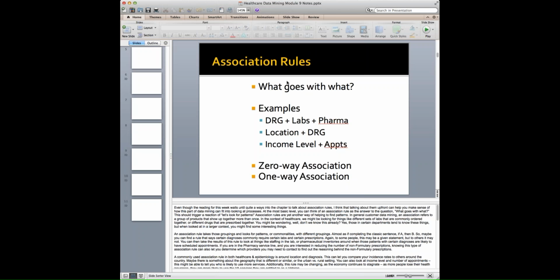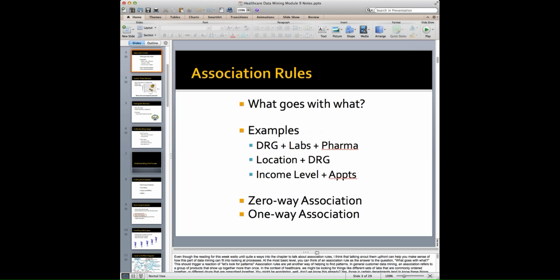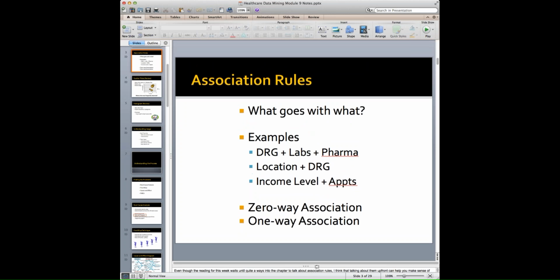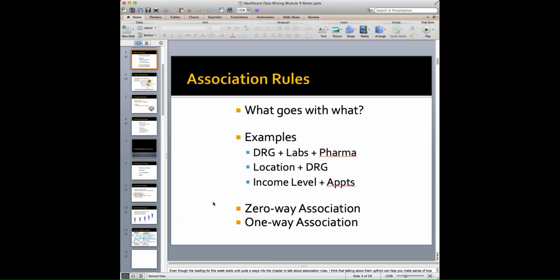In the module 9 lecture notes, one of the things I wanted to point out is creating some of the association rules. So let me make this bigger. This is page 3 in the module 9 lecture notes, so if you are following along on paper, it's page 3.